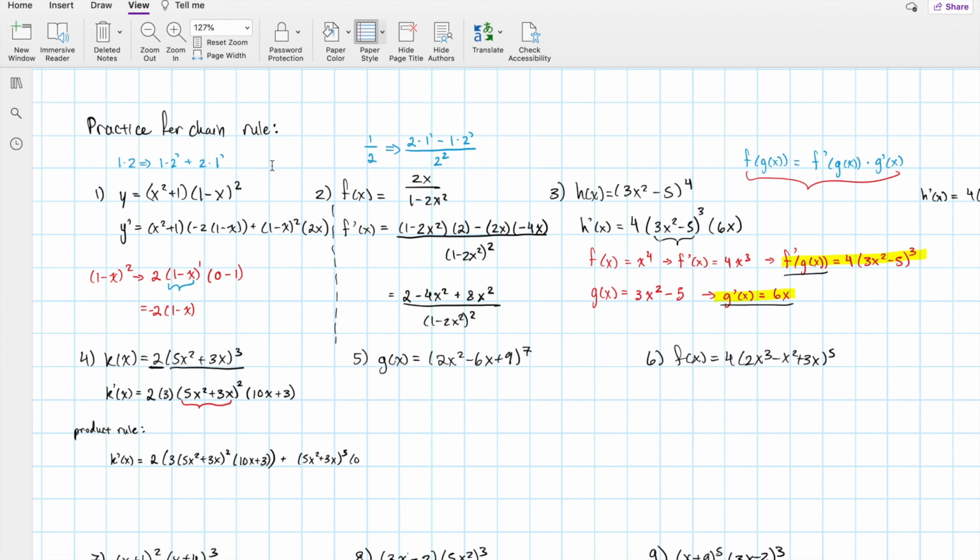This constant is the reason why these two methods still give us the exact same result, because this 0 cancels out this whole term. And we still end up with the exact same thing.